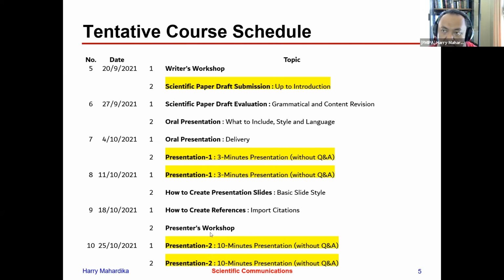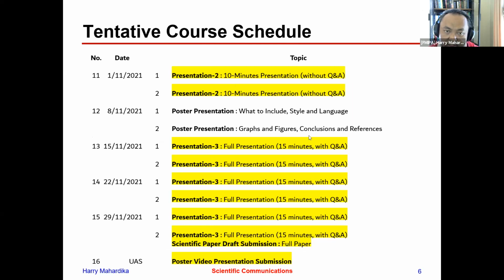And then we move on to the 10-minute presentation, and after we're done with the 10-minute presentation, we discuss how to prepare the poster presentation and final presentation, submission of the final paper, and submission of the presentation of the poster. Okay, so at this point, is there any question from students regarding our schedule?